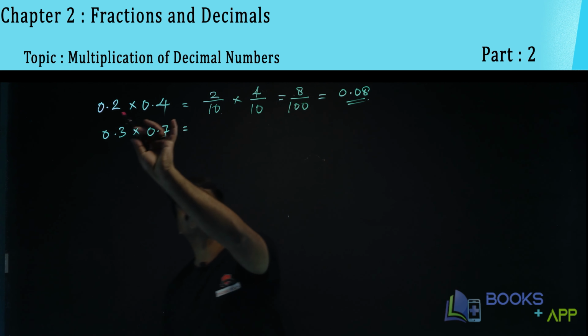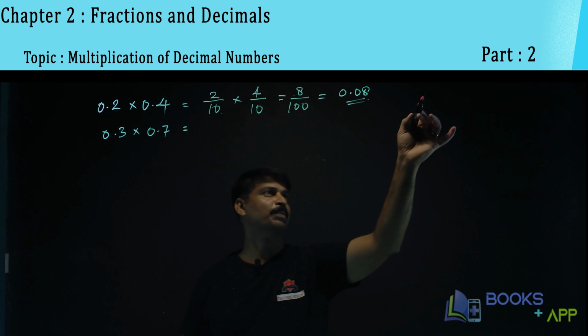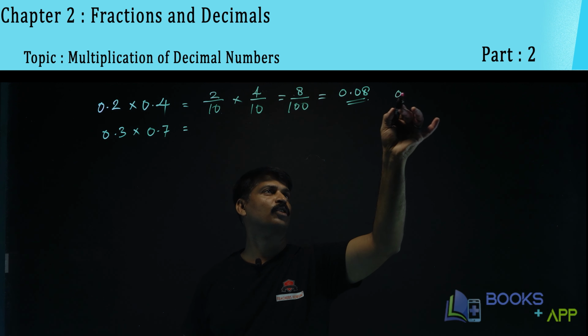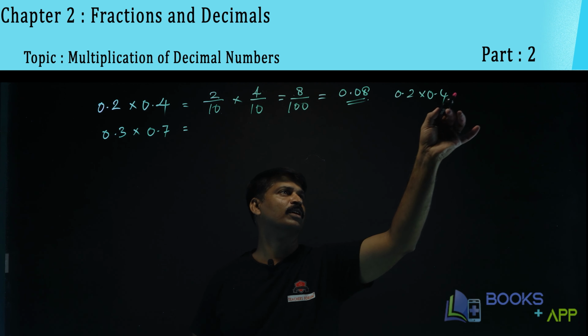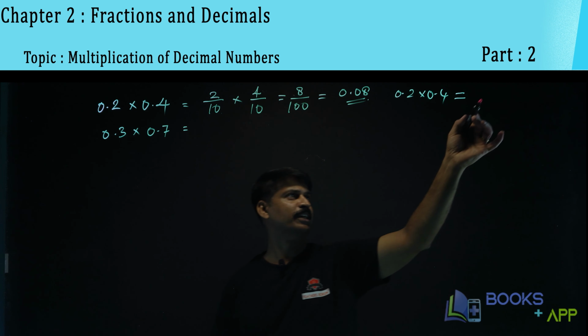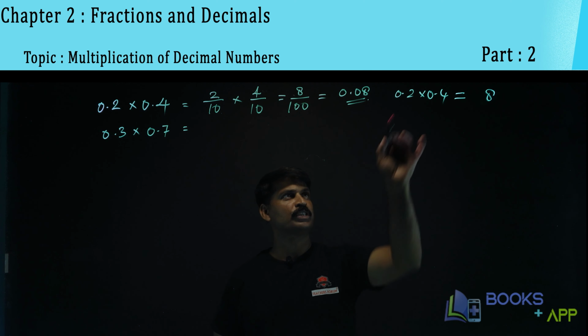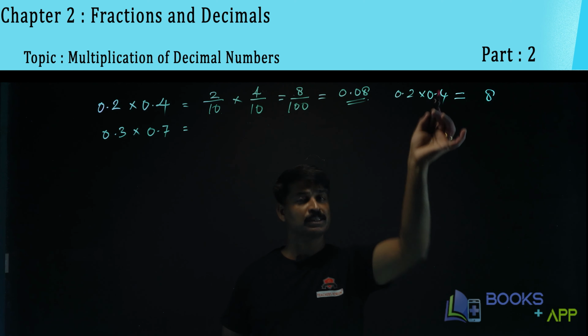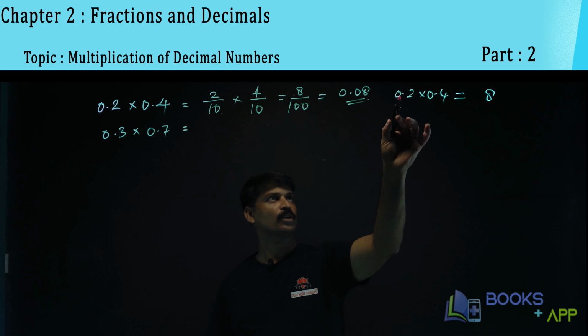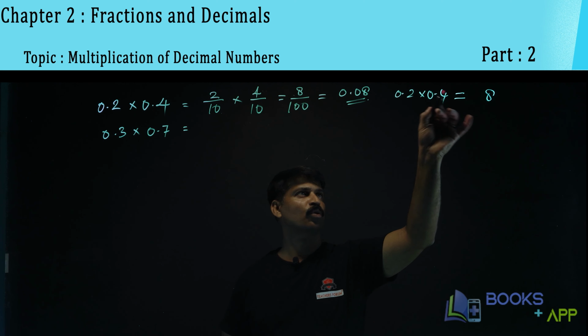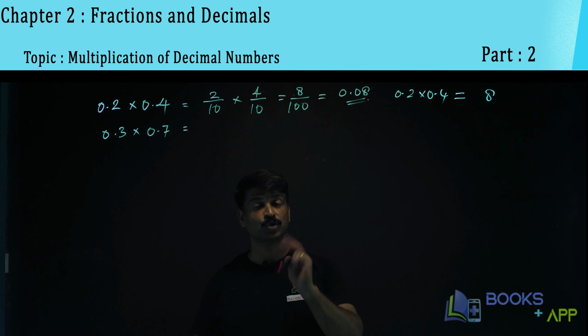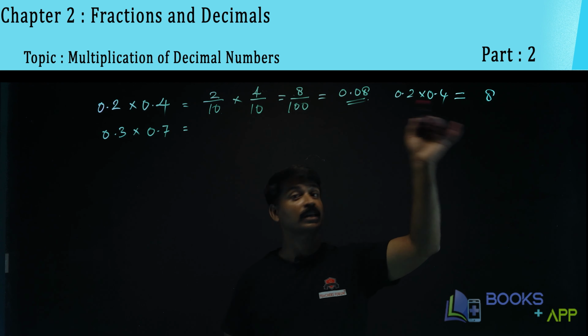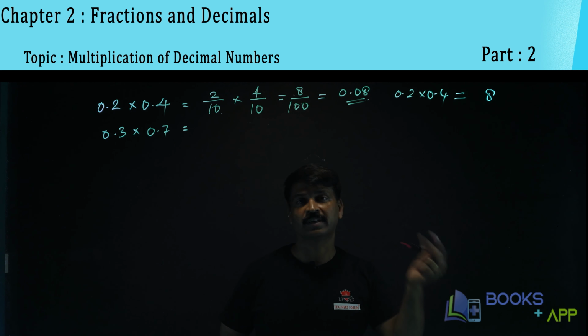How? Just multiply 2 and 4. When you multiply 2 and 4, what is the answer? 0.2 into 0.4. Just multiply 2 and 4, you will get 8. You see here, after the decimal point, how many places are there? 1 place. Here also 1 place. So total 2 places. So in the answer, there should be 2 places after the decimal point.